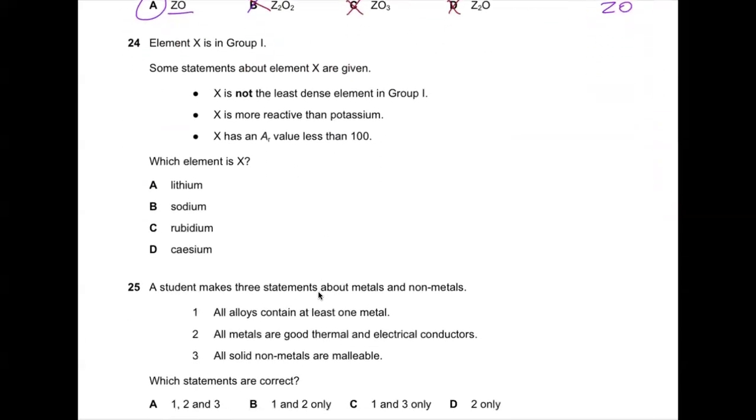Now, MCQ number 24. Element X is in group 1. Some statements about element X are given. X is not the least dense element in group 1. Okay, so it might not be on top. X is more reactive than potassium, so it means it's below potassium. X has an Ar value less than 100.